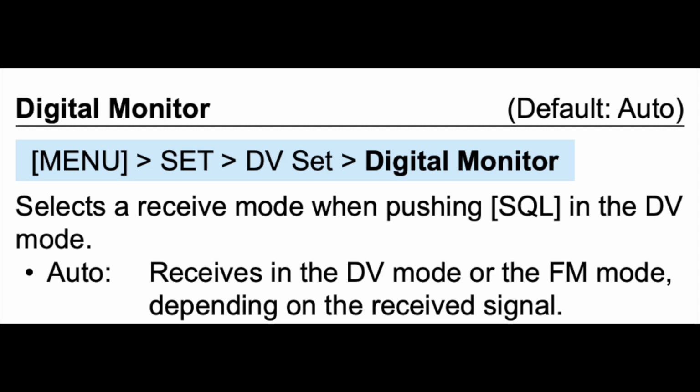Digital monitor. Default is auto. I leave it on auto. When you hit the squelch button, it's a button on the side. Let's say you're listening to a repeater and you push the squelch in, it will switch your frequency received to the input of the repeater. So if you, for example, have this auto turned off and it's a digital voice repeater, you will not hear the signal. So auto, it will automatically determine the mode and switch to FM or digital voice. I would just leave it in default.